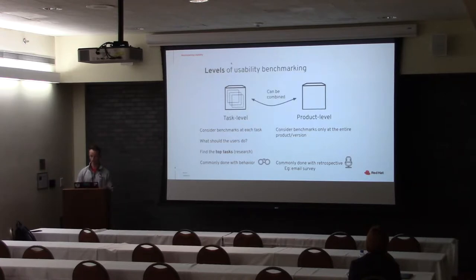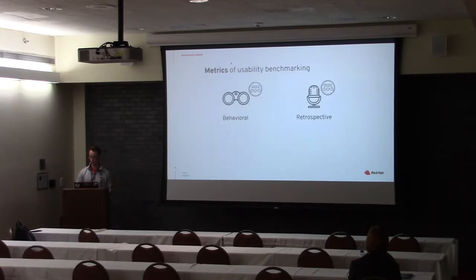And again, these can be combined, especially if you have people going through the tasks. You can ask them how they feel about the product overall. That gives you a little more information to triangulate. And then getting to the actual metrics. These are most often split into behavioral and retrospective.